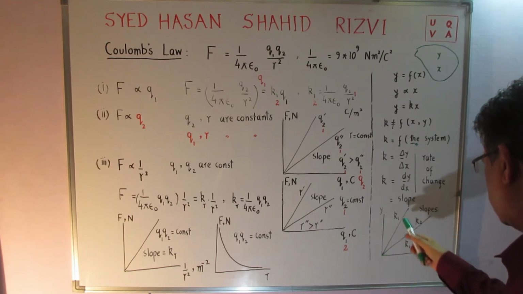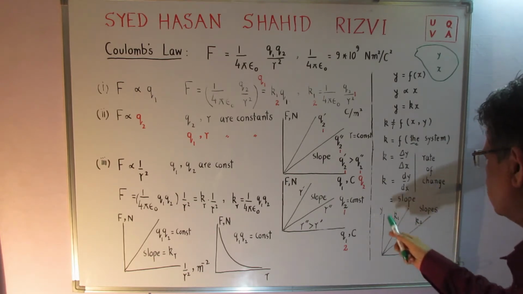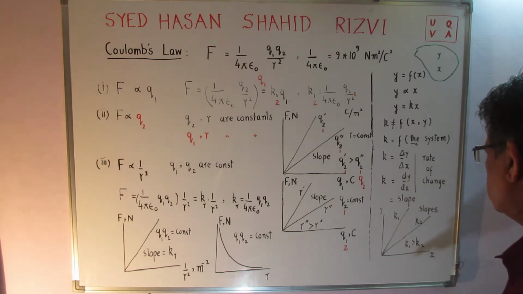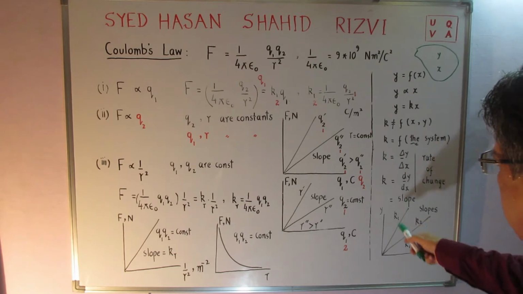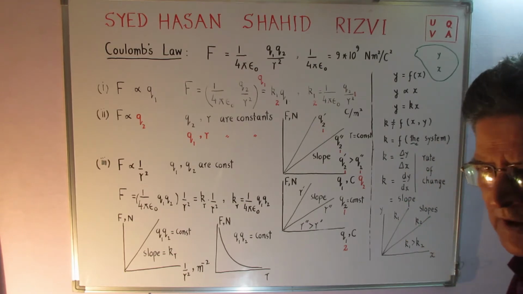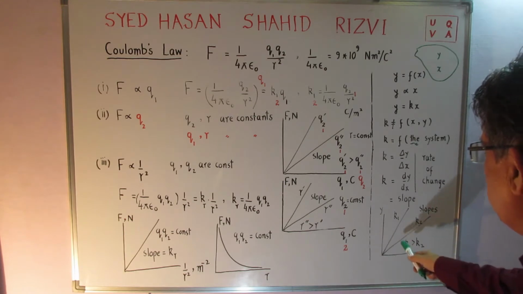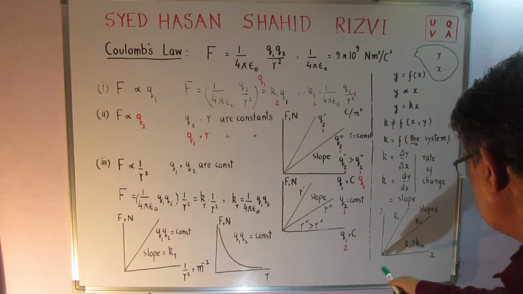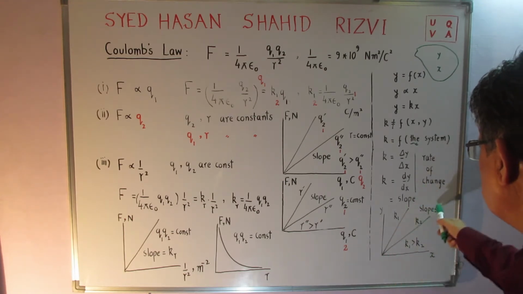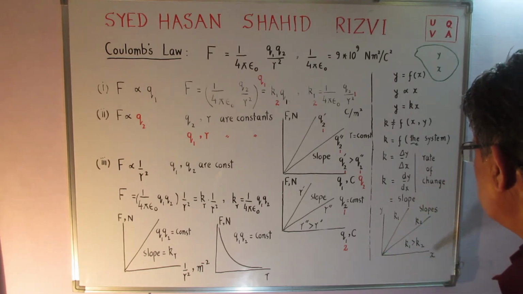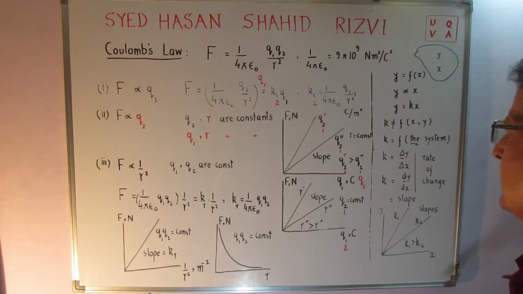But if there are two similar systems, y proportional to x, where the constants are k1 and k2 respectively, which are given by the slopes of these curves, then if k1 is greater than k2, the slope of k1 will be greater than the slope of this one, etc. So this is the basic.